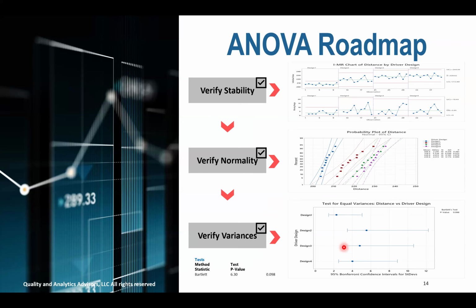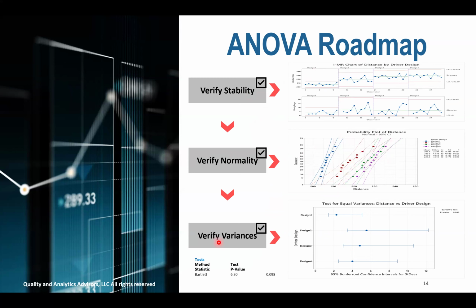So now that I have covered a little bit of the actual theory behind ANOVA, I want to show you that I went and verified these three things. A simple control chart can help me verify stability. And we can see that this data is very stable by design. A simple probability plot can help me verify normality. And we can say that the data by design is actually normal. It follows very nicely the different lines here.